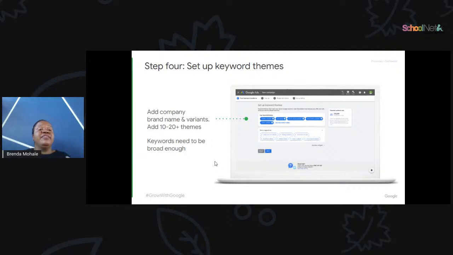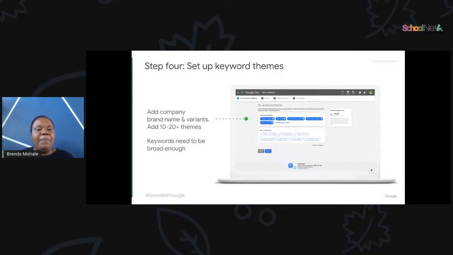Now let's talk about step 4. Set up keyword theming. I talked about the pizza example. If you are looking for a restaurant or any type of product, when you are searching on your search engine, the first thing that will appear are the restaurants nearby where you are.